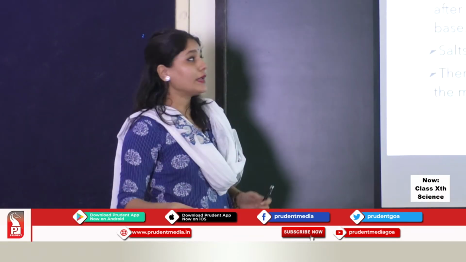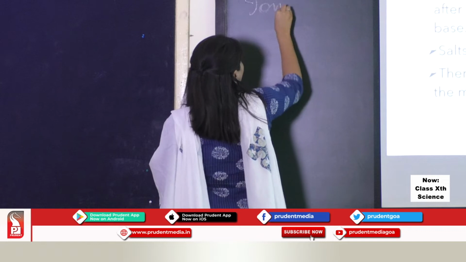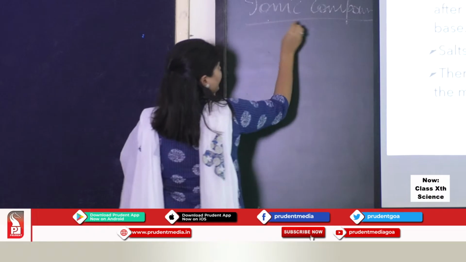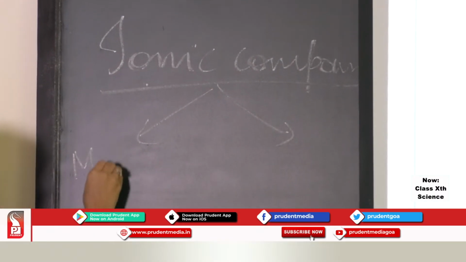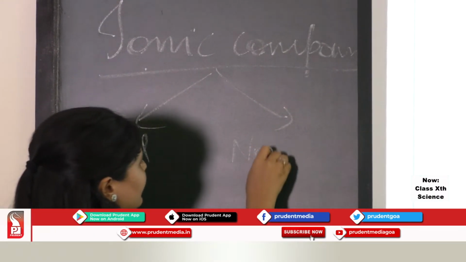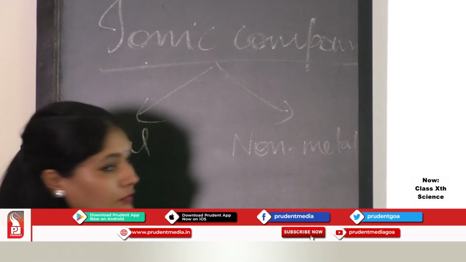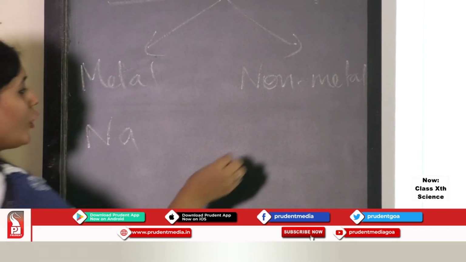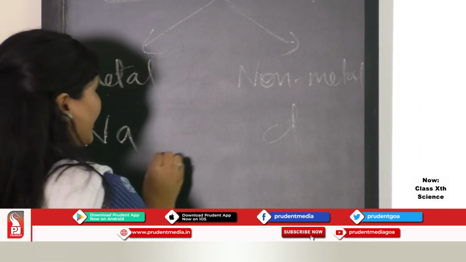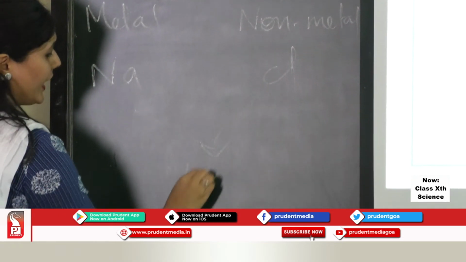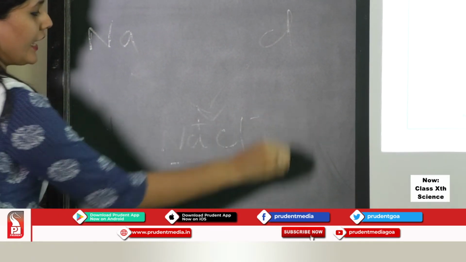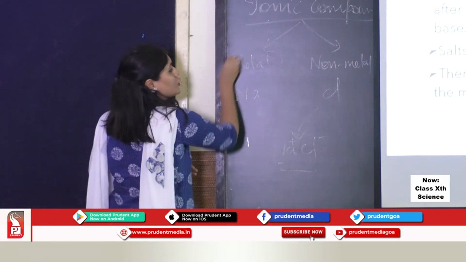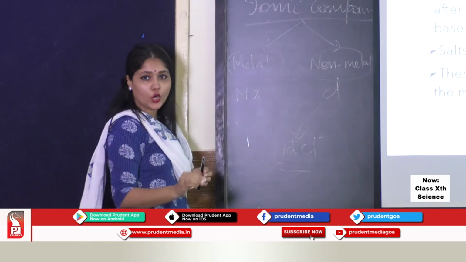When I am saying ionic compounds, ionic compounds are usually formed between a metal and a non-metal. For example, if I am taking sodium as a metal and my non-metal is chloride ion, they are going to combine and what I am going to get is NaCl, which has Na plus and Cl minus ions. So these are ionic compounds, which are usually formed between a metal and a non-metal.